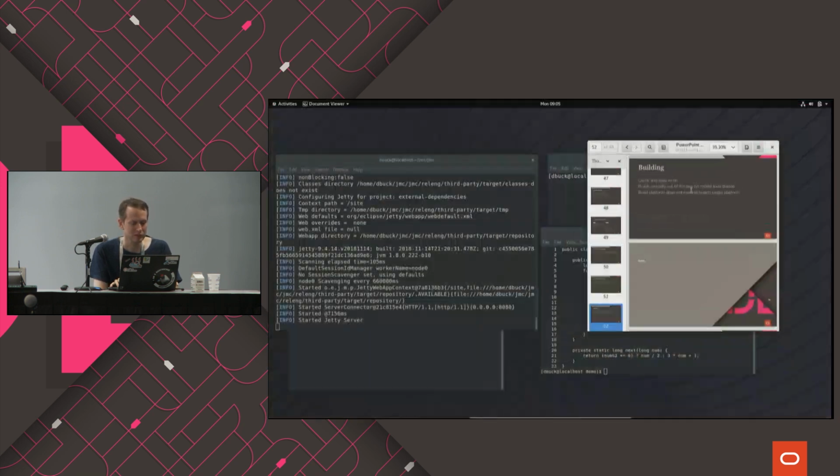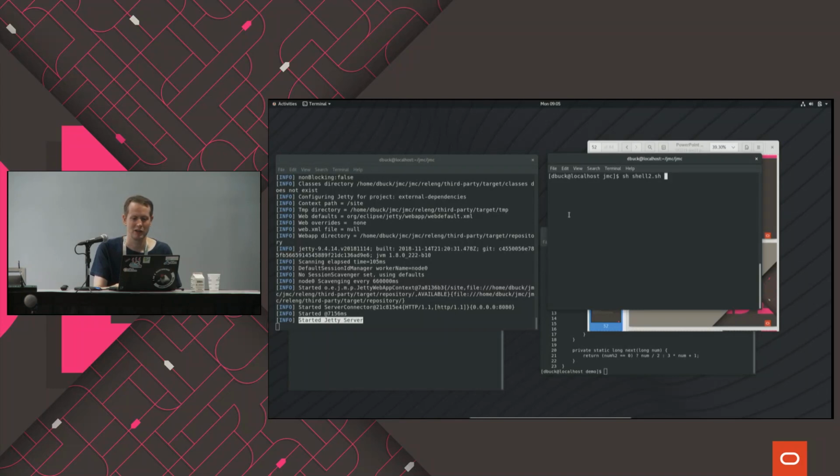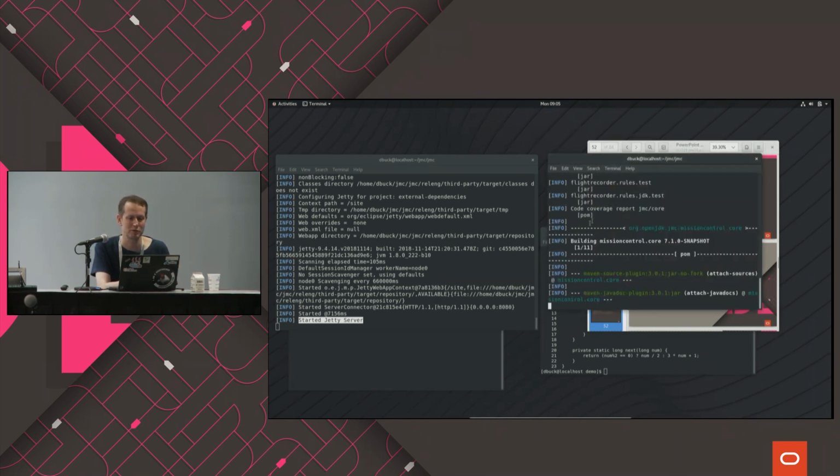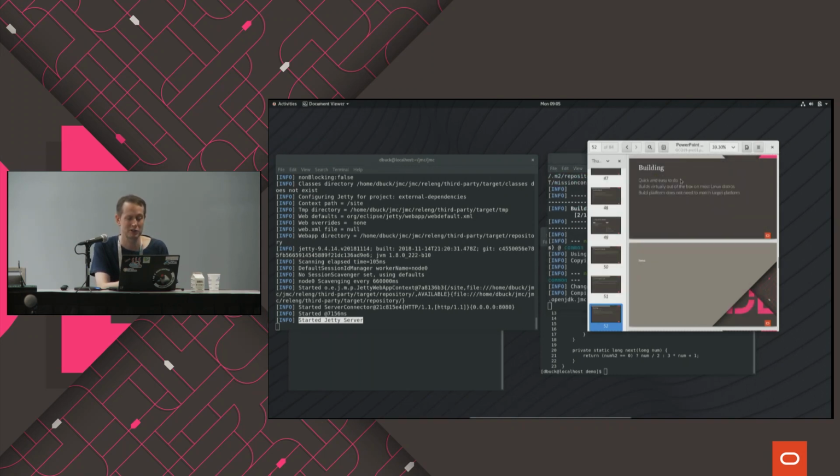So let's look at how this is going. You can see here where it says started Jetty server. So this basically is my indicator that I'm good to go in the other one. So now I'm just running several commands from shell 2, and that will take some time, but when we check back, it'll pretty much be done. And this also runs a whole bunch of tests and stuff too, so it's actually a very, very fast build.